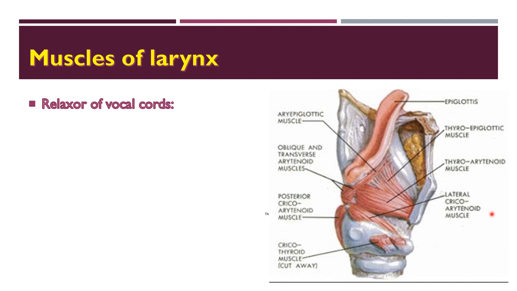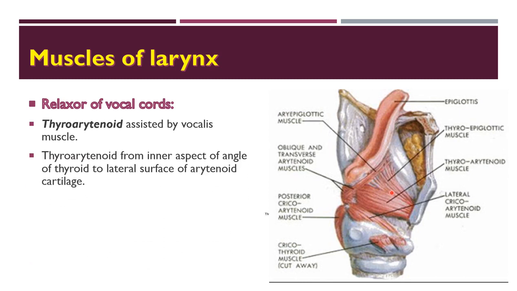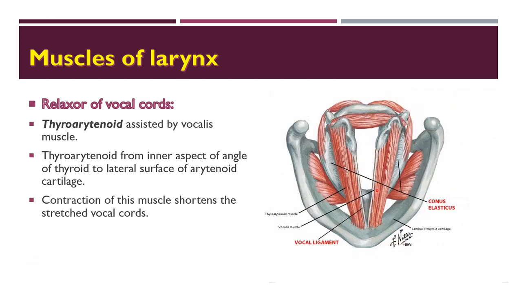So the relaxer of the vocal cord is mainly brought about by the thyroarytenoid muscle. So here you are able to see the thyroarytenoid muscle, which will be assisted by the vocalis muscle. It runs from the inner aspect of the angle of the thyroid cartilage to the arytenoid cartilage, which is mainly seen passing through the aryepiglottic fold. It shortens the vocal ligament. So that is how the vocal cord is relaxed, and it is assisted mainly by the vocalis muscle. So here you are able to see the vocalis muscle.